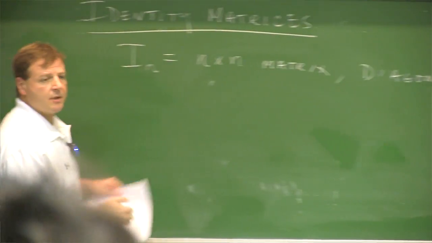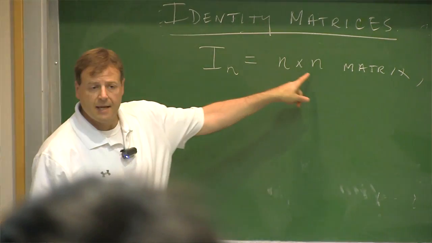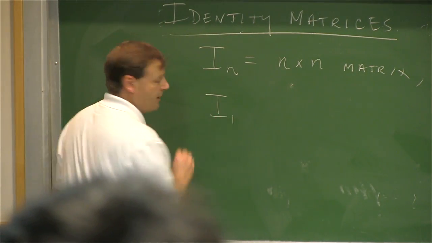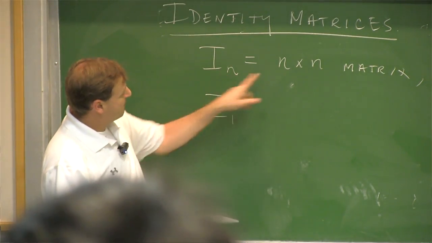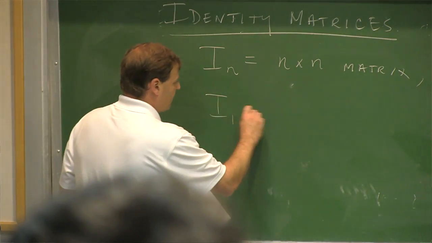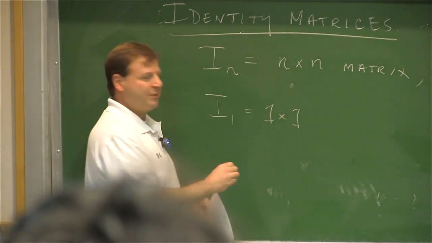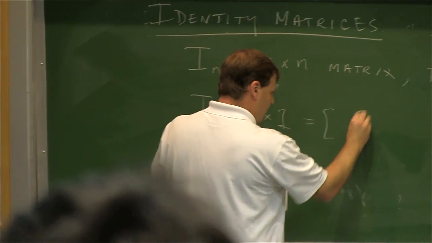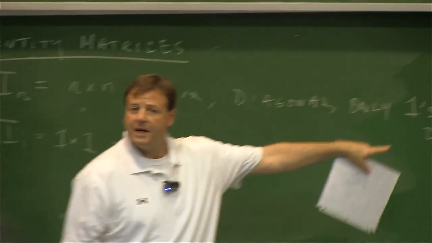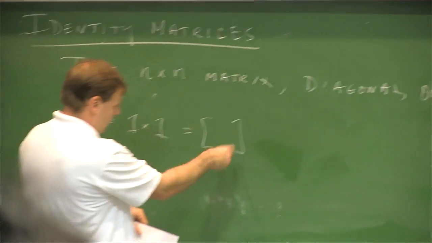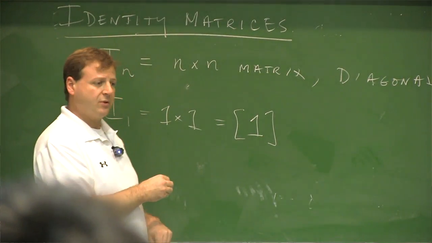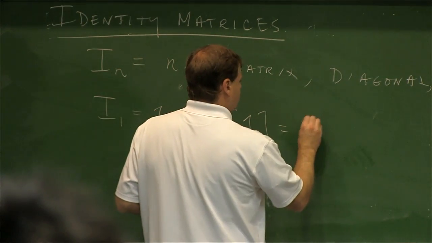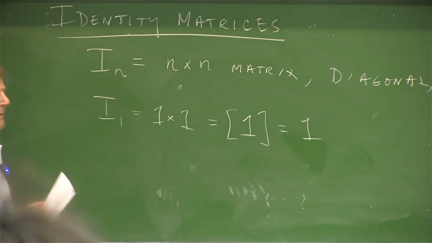As some examples, this is the general one, I sub n. It's an n by n matrix, so let's go down to the basic level. How about I sub 1? That's now a 1 by 1 matrix. That's the stupid example, right? But let's get it out of the way. It's a 1 by 1 matrix, and it's got to have a 1 in the main diagonal. There's only one entry, and that is the main diagonal. So there it is, that's the identity in a 1 by 1 matrix.